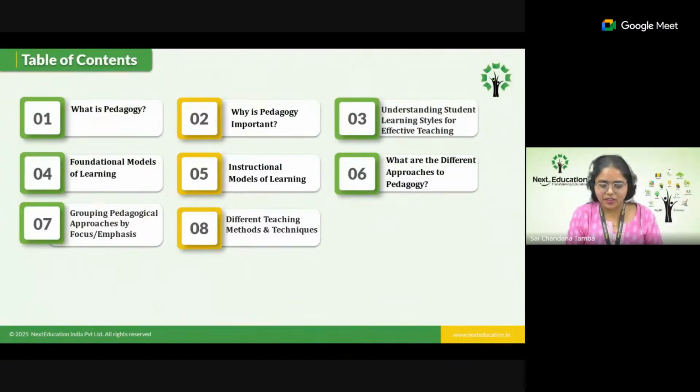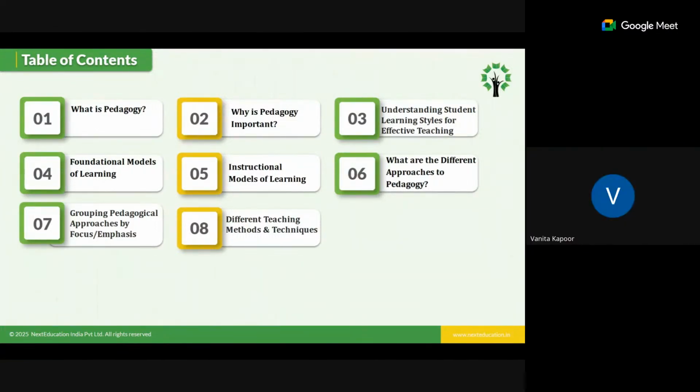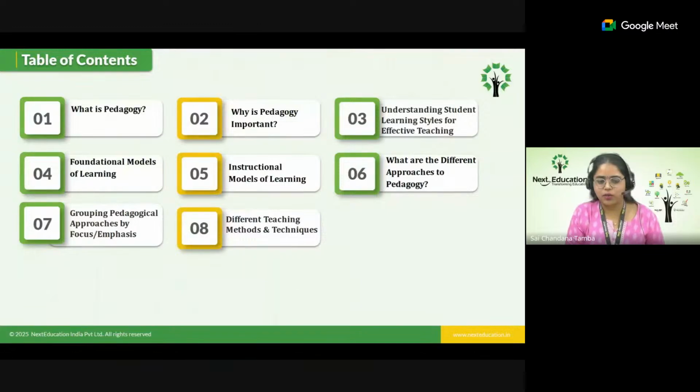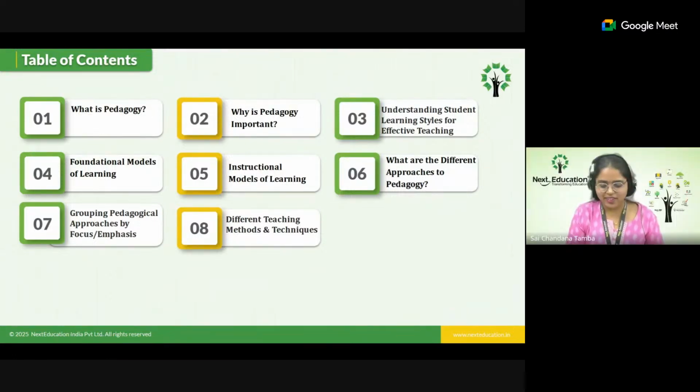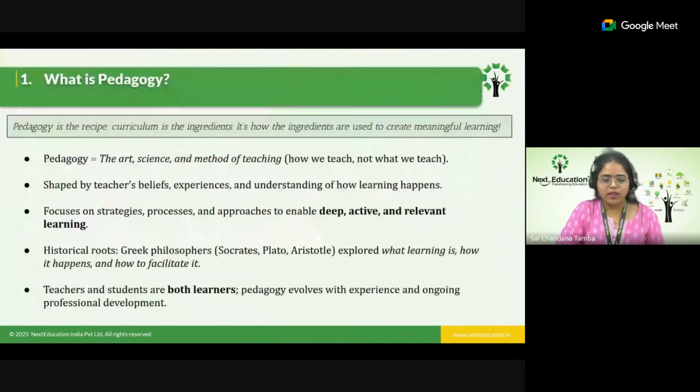Are you listening to the session? Yes, ma'am. Do you know the difference between a pedagogy and a curriculum? Curriculum is the syllabus, what we plan, and pedagogy is the plan, how it will be implemented, what strategies will be followed to teach you all that. Correct, correct. Absolutely. So, let us continue.